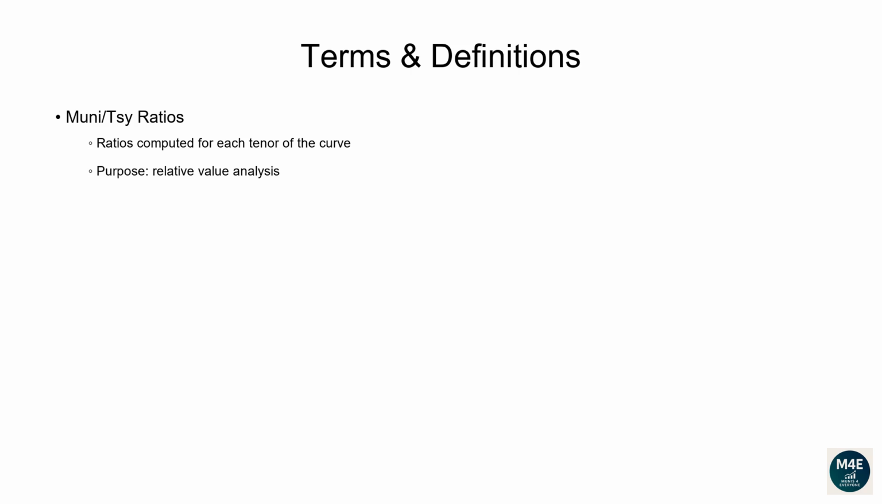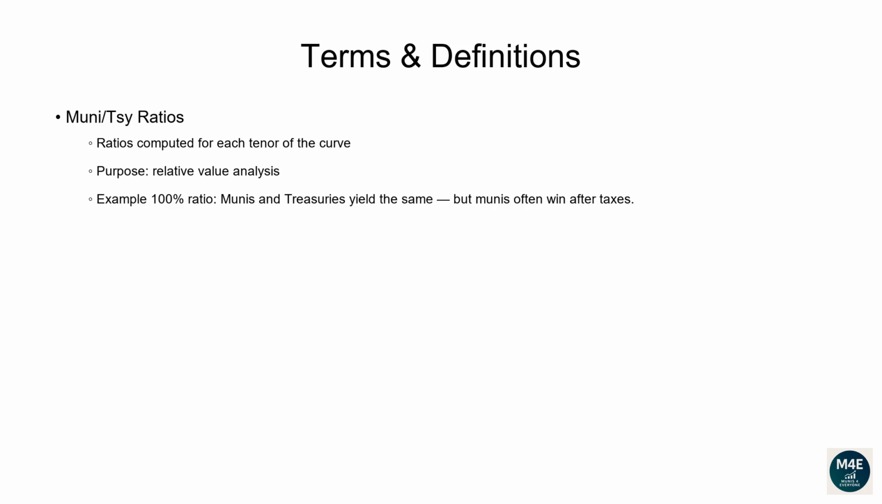Why do we compute ratios? They are one way portfolio managers and traders use to measure the relative value between municipal bonds and treasuries. Treasuries are the risk-free benchmark backed by the US government. Munis are obligations issued mostly by states and cities. Therefore, professionals want to know, am I getting enough extra yield in munis compared to risk-free treasuries?